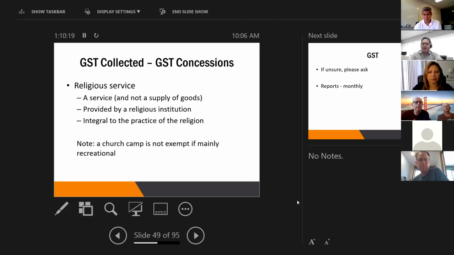There is no GST on religious services, a service and not a supply of goods, if it is provided by a religious institution and is integral to the practice of the religion. So if you receive income for a service that is purely religious, or to advance religion, then it is GST free. But if it is, for example, income for a recreational activity that your church is running, there needs to be GST on that. So we need to be careful on that. Again, if you have any questions before you process all your entries for income, contact us.